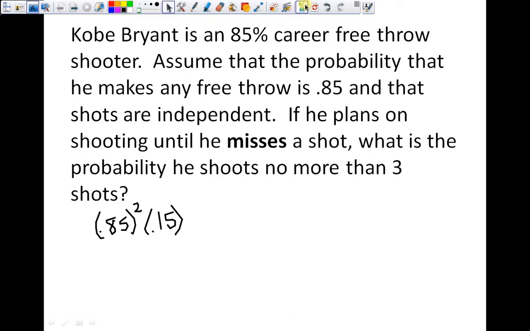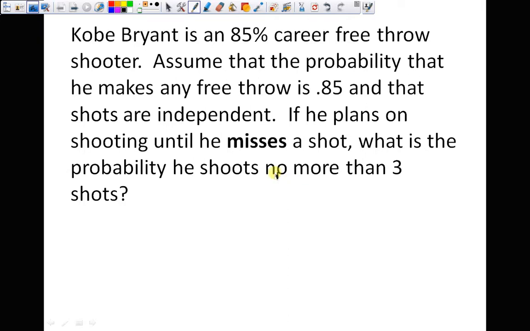we'll do a couple maybe without the calculator. So if he plans on shooting until he misses a shot, again our success is miss, which is 0.15. What is the probability he shoots no more than 3 shots? So what does no more than 3 mean? It means exactly what it says, not more than 3. So 1, 2, or 3. I even write that here. 1, 2, 3.